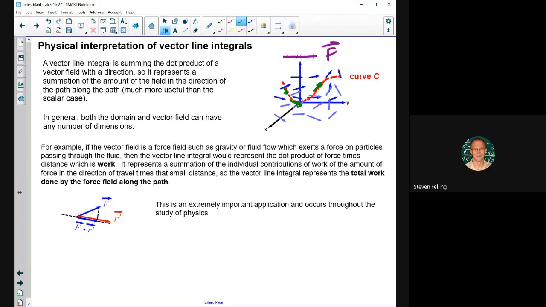So there's a specific application that occurs very frequently in physics, and that's work, right? We know that whenever we take the dot product of a force with the direction that it moves in, the dot product gives me the amount of the force in that direction times the distance, and that's equal to the work for that little chunk of force. So if I am integrating this line integral of a vector field along a curve through the domain, then I'm getting the total work done across that path. An extremely important application that occurs frequently in physics, okay?